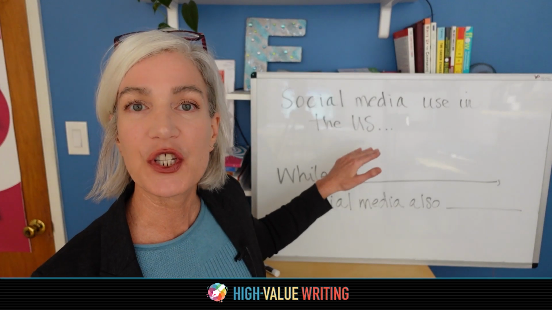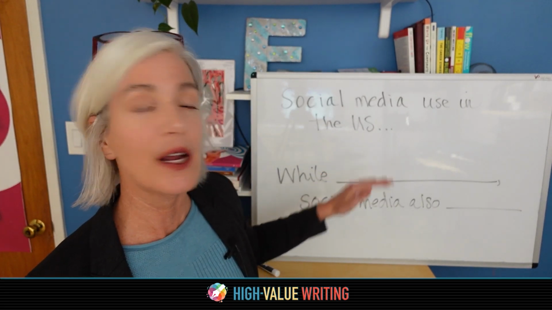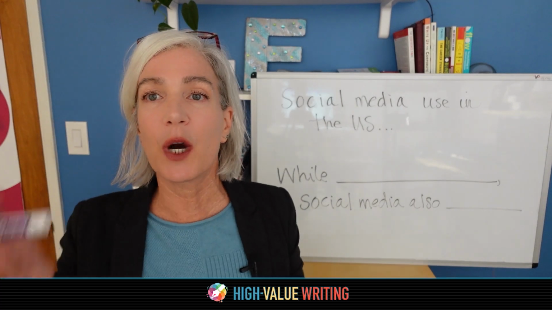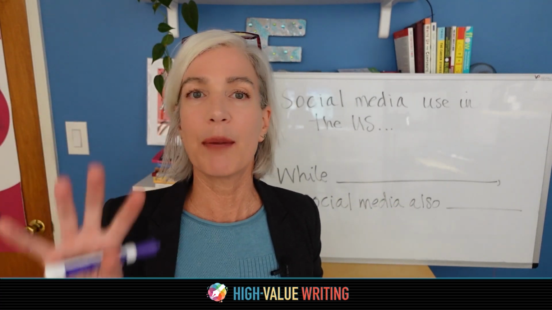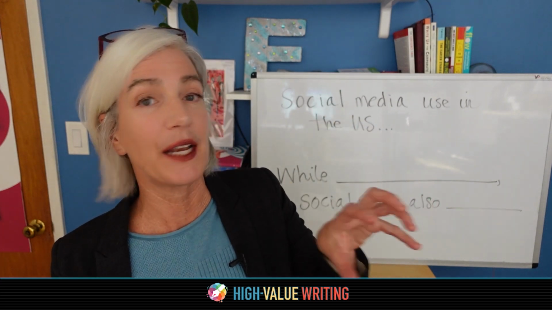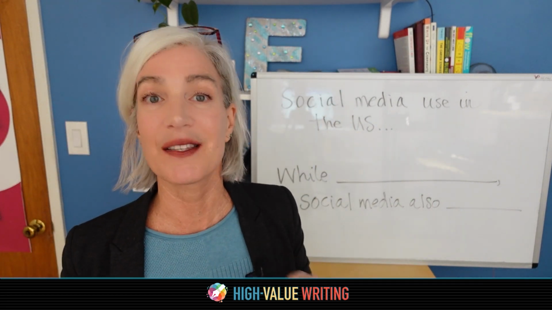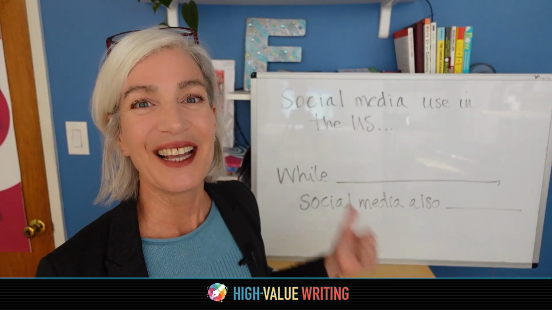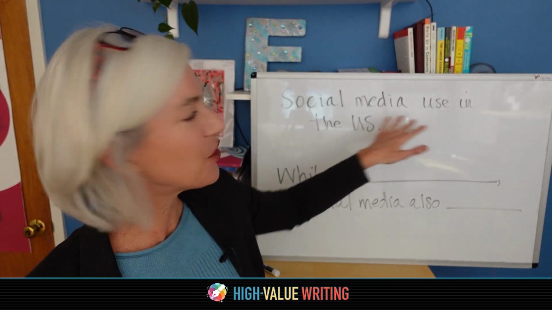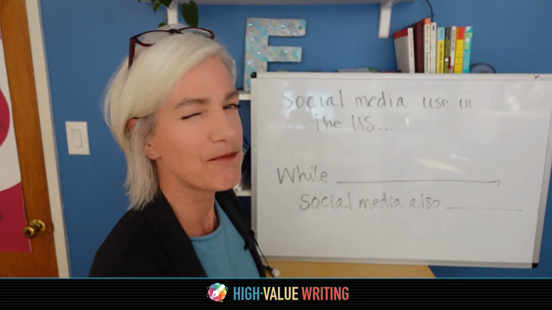One of them is where you just take kind of the main subject from within your prompt and begin there. And this is for one, if you want to say two different things that are different. While blah, blah, blah positive, also blah, blah, blah negative. Or while blah, blah, blah negative, also blah, blah, blah positive. This is a handy structure for a lot of different types of essays. All right, couple examples. Social media use in the US has increased.